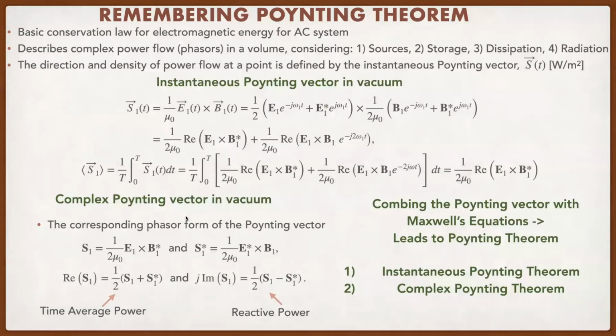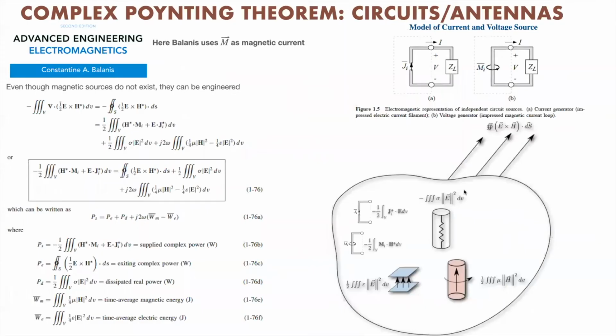And we have to remember Poynting theorem. In complex Poynting theorem, the real part of the complex Poynting vector is the time average part, and the reactive power is the imaginary part. We combine the Poynting vector with Maxwell's equations, which leads to Poynting theorem. When you substitute the Poynting vector back into Maxwell's equations, you can come up with this conservation of energy equation, which looks at your sources, sinks, what propagates out of the volume and what's stored, and basically balances all those.